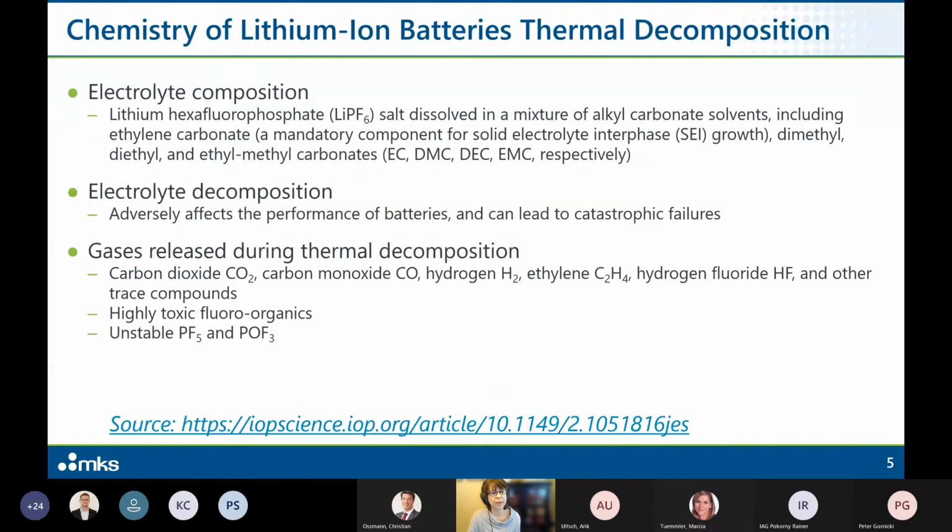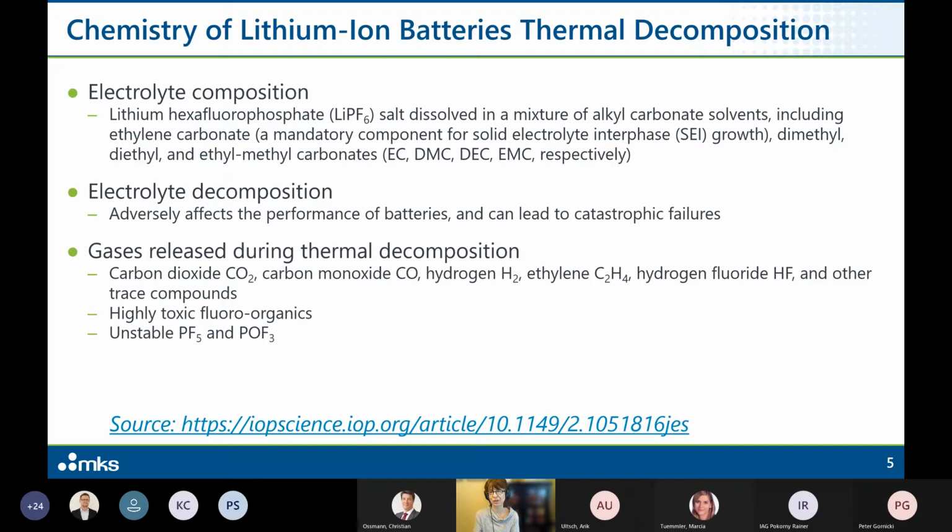So the main components in a battery, and they're not gas, they're more like liquid or solid phase, is the electrolyte. The electrolyte is typically lithium hexafluorophosphate salt that's dissolved in a mixture of alkyl carbonate solvents.